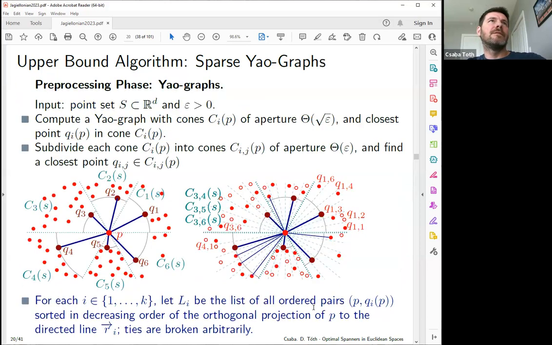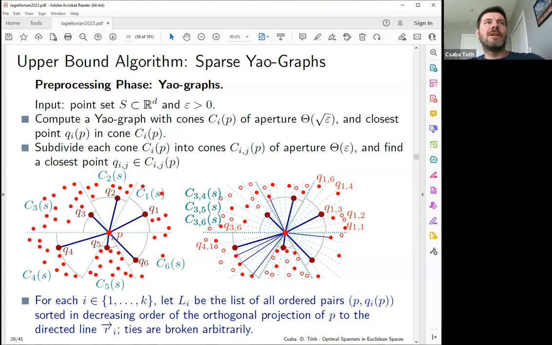And so this is the actual algorithm. This is in pictures and in words as well. So instead of using 1 over epsilon cones of angle epsilon, we use two phases. First, larger angles, so angle square root epsilon, and this is on the left hand side, and then each of these square root epsilon angles are refined to the same angles as in the Yao graph.